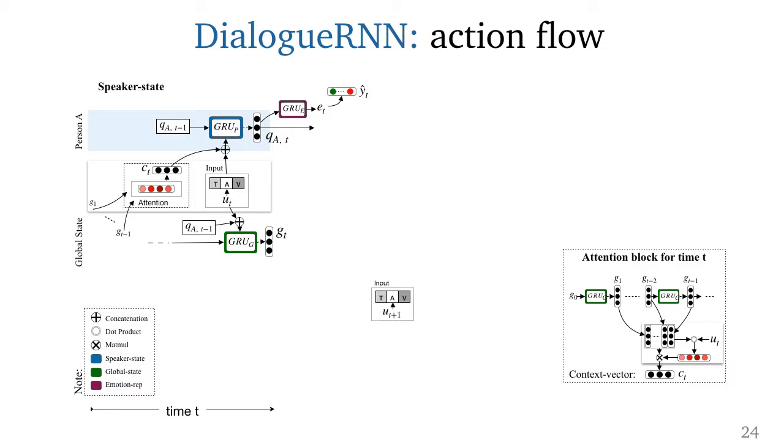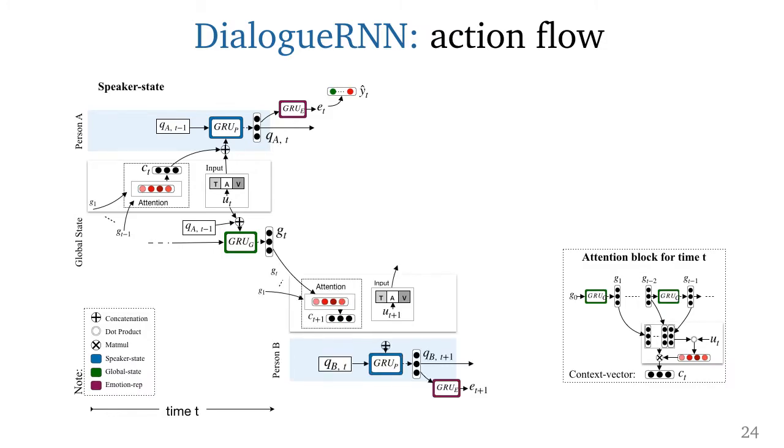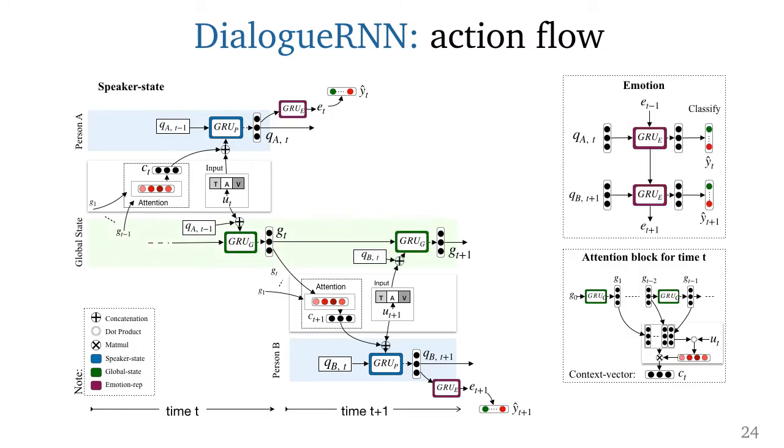Now for speaker B, suppose at time t plus 1 you have an input. You do the same thing, do the attention, and update the state of speaker B. So you can see that as a connection. This state is by speaker B, this state is by speaker A, but they are connected using a GRU. So we are connecting the speaker states.